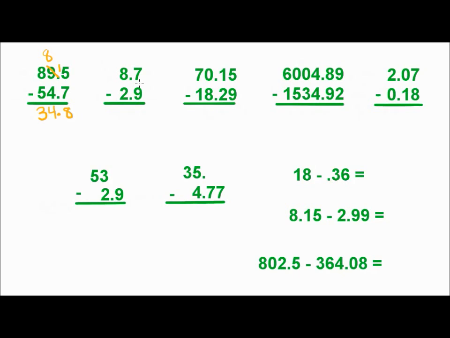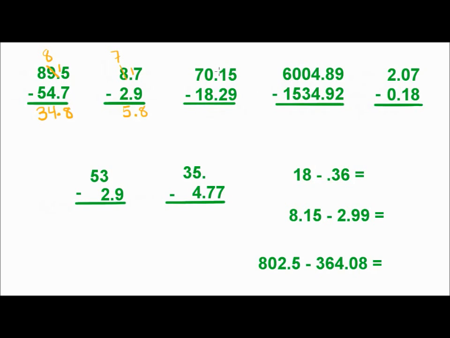So we come over here, we have 7 minus 9. We can't do that, so we have to borrow from the 8, make that a 7. Make that 17, and 17 minus 9 is 8. Bring down the decimal point, very important. 7 minus 2 is 5.